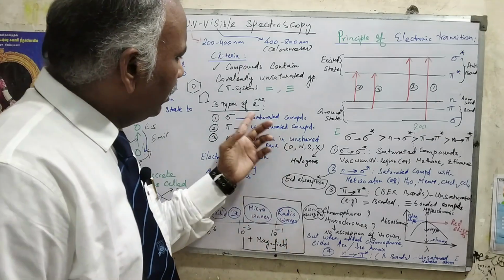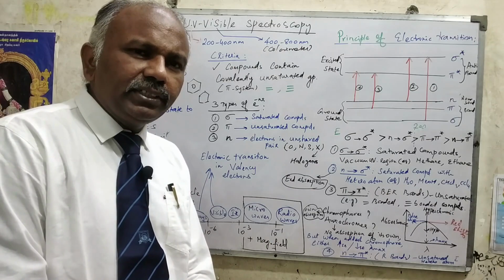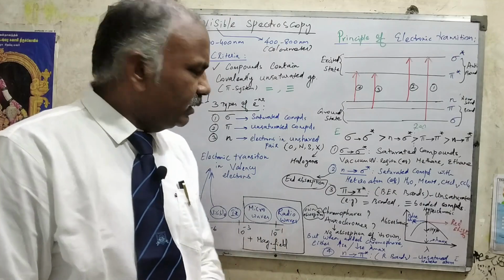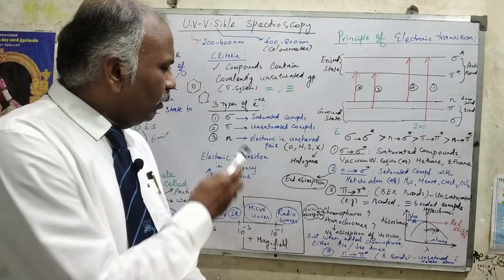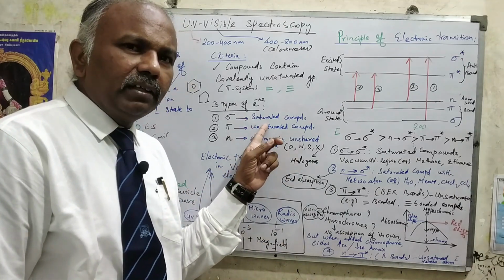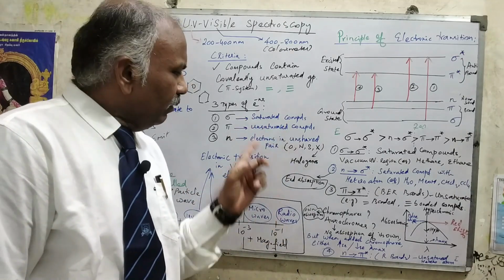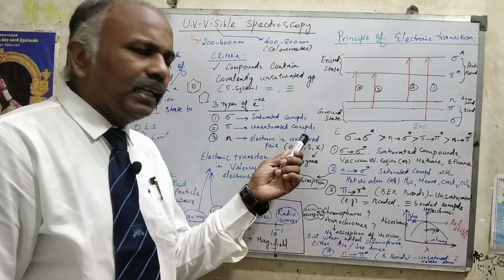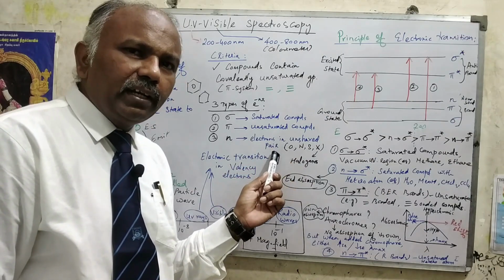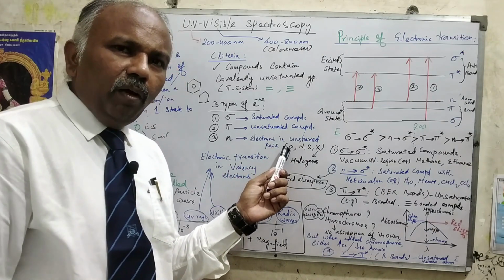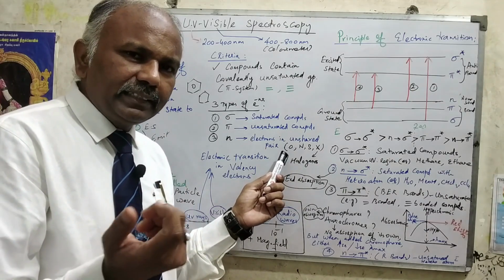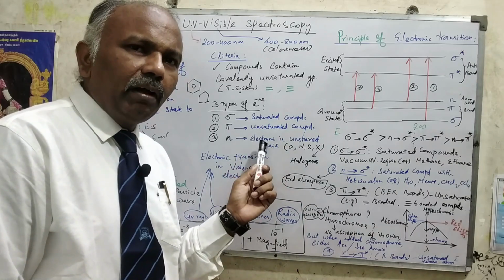Is it clear? Now, when we talk about electronic transition, there are basically three types of electrons. One is sigma electrons, another is pi electrons, and the third is n electrons. Sigma electrons are present in saturated compounds, whereas pi electrons are present in unsaturated compounds. The n electrons are the unshared, non-bonded electrons present in oxygen, nitrogen, sulfur and halogens. In these heteroatoms you will have n electrons.